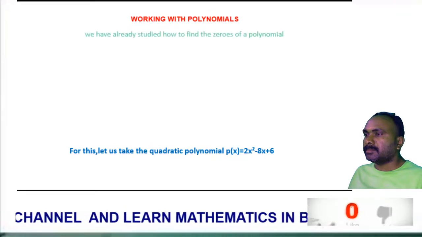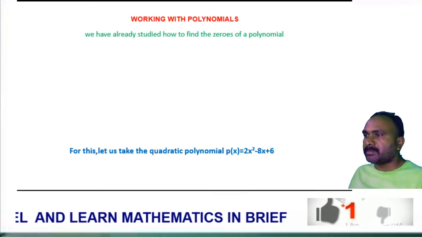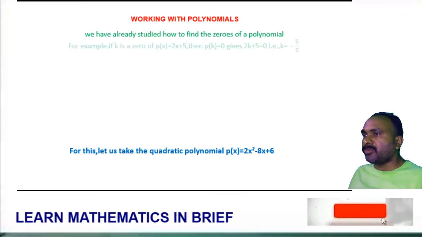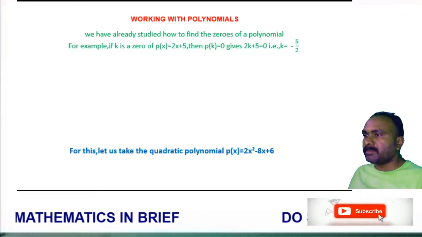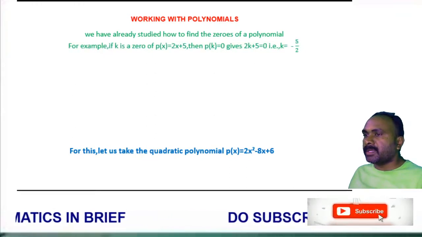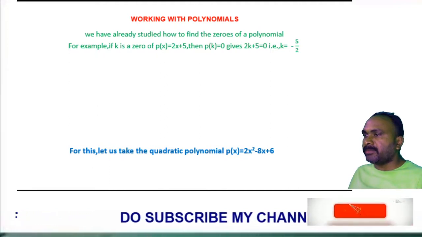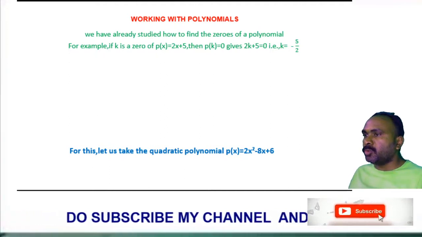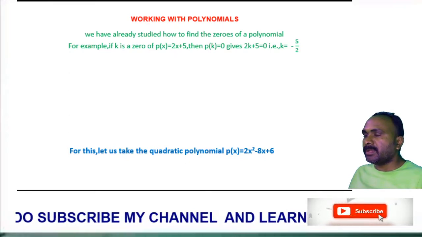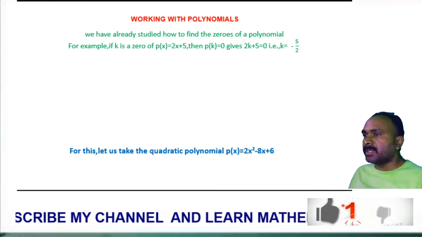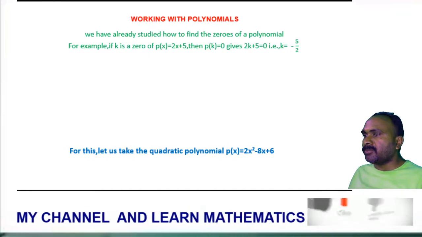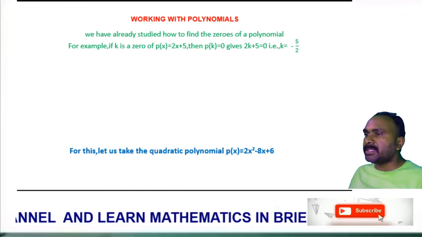Working with polynomials. We have already studied how to find the zeros of a polynomial. For example, if k is a zero of p of x equals 2x plus 5, then p of k equals 0 gives 2k plus 5 equals 0, that is k equals minus 5 by 2.